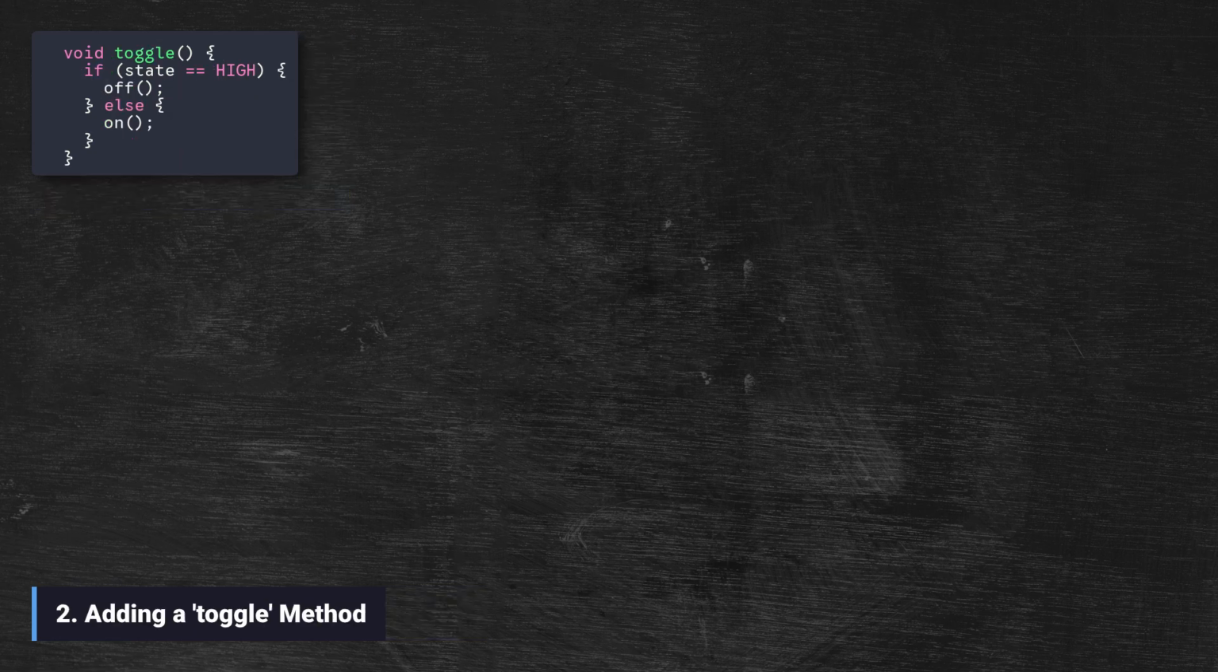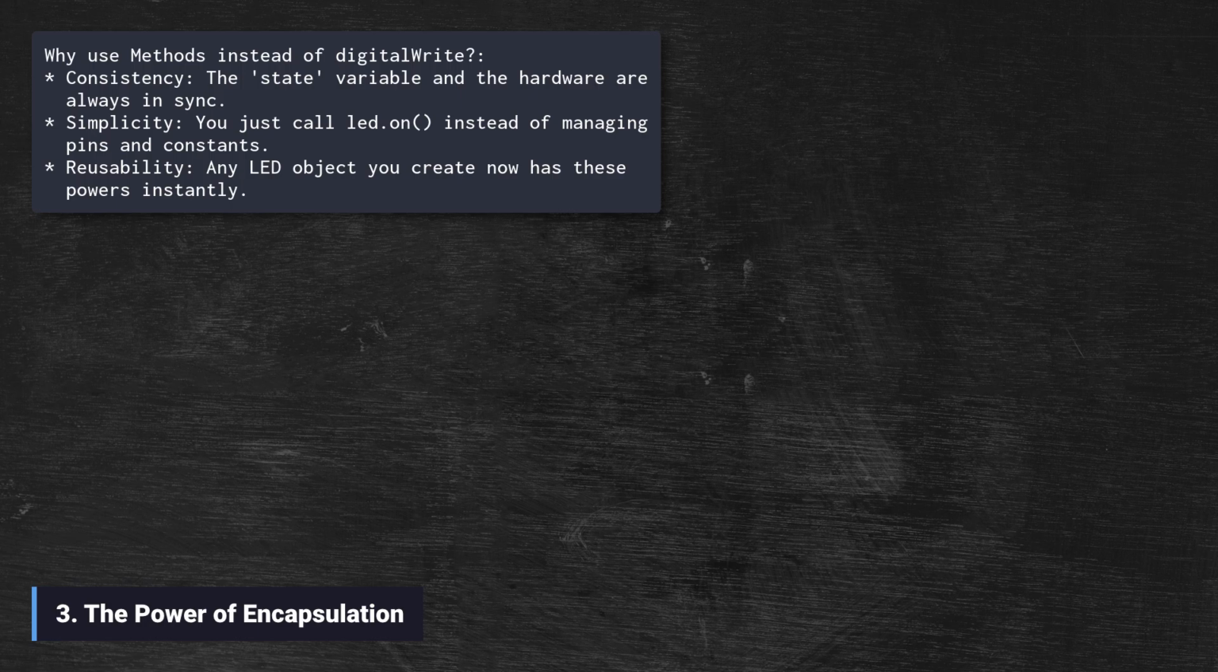A very useful behavior is toggle. Instead of checking if the LED is on or off ourselves, we let the object handle it. If the current state is HIGH, we call off, otherwise we call on. This abstraction makes our main code much cleaner. By using these methods, we ensure that the internal state variable always matches the actual hardware. You no longer need to remember which pin is connected to which LED. In your main loop, you just tell the object what to do.